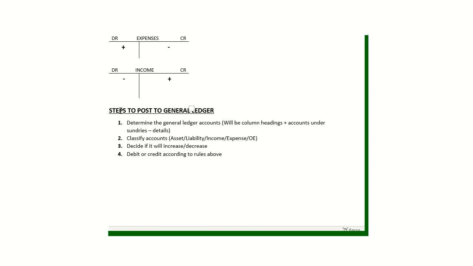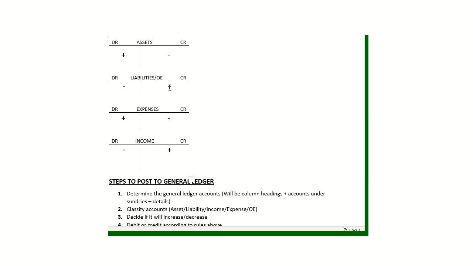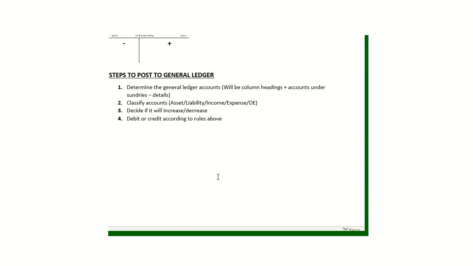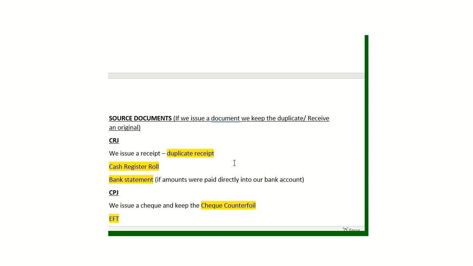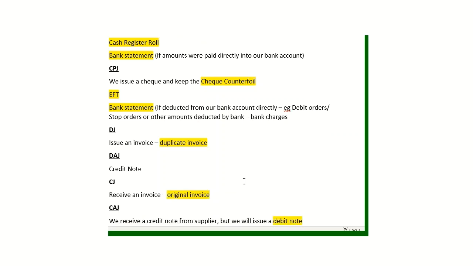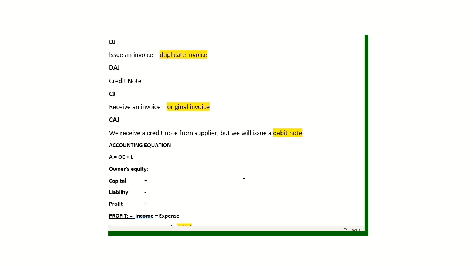We're going to follow these same steps by first of all determining the general ledger accounts, classifying the accounts and deciding if they will increase or decrease. Then, according to the rules above, if it's an asset and it increases, we know it will be on the debit side. So according to those rules, we will then decide is it a debit or a credit. When it gets to the source documents, there's a summary of the different journals and what documents go onto which journal. So it's important that you also know that.